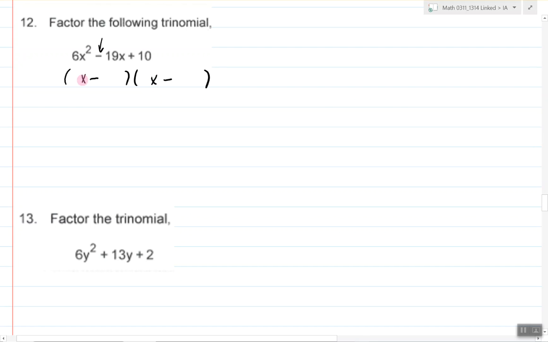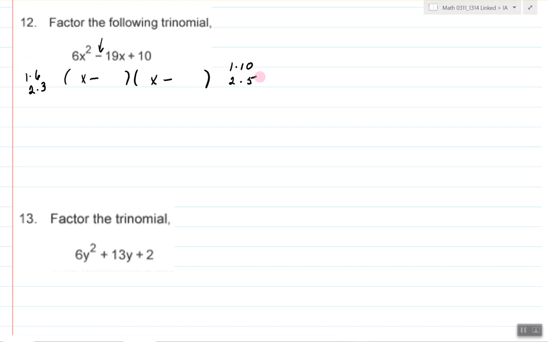Because to multiply these first and get 6x squared, it could be 1 times 6, or it could be 2 times 3. I don't know which one. To get this last times this last to give me 10, it could be 1 times 10, or it could be 2 times 5. I don't know which one it is.